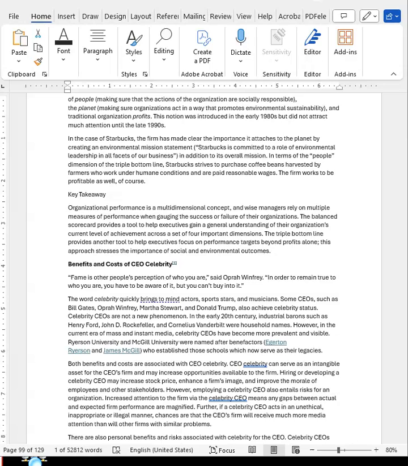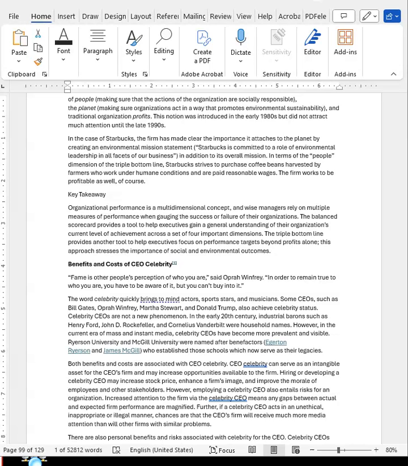This notion was introduced in the early 1980s, but did not attract much attention until the late 1990s. In the case of Starbucks, the firm has made clear the importance it attaches to the planet by creating an environmental mission statement: Starbucks is committed to a role of environmental leadership in all facets of our business, in addition to its overall mission. In terms of the people dimension of the triple bottom line, Starbucks strives to purchase coffee beans harvested by farmers who work under humane conditions and are paid reasonable wages. The firm works to be profitable as well, of course.